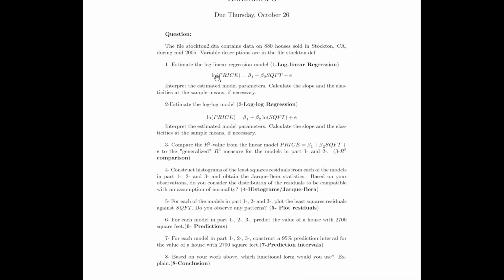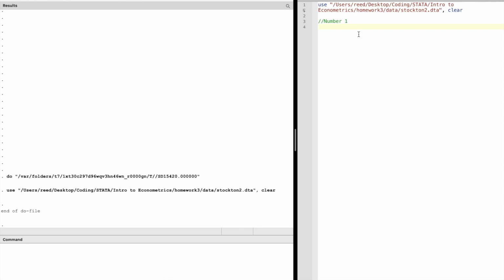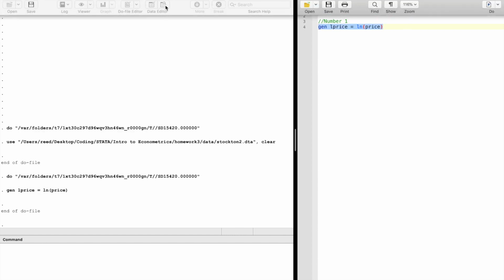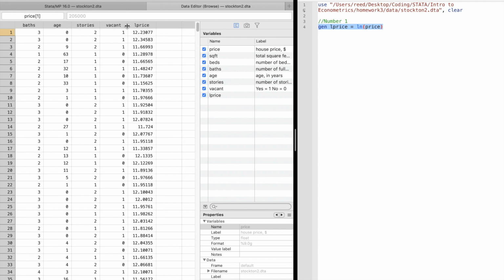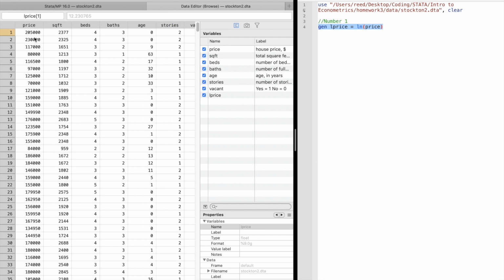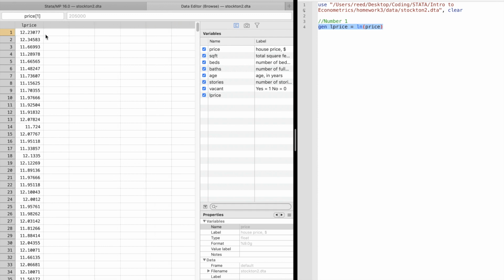So let's start with number 1. We have to estimate the log linear regression model. First we need to create a variable that is the log of our price. So we're going to generate, call it lprice equals ln of price. If we open our data, we have all of these variables that we imported, and then this one, lprice, that we created. For each observation, each house, we have the log of the price.